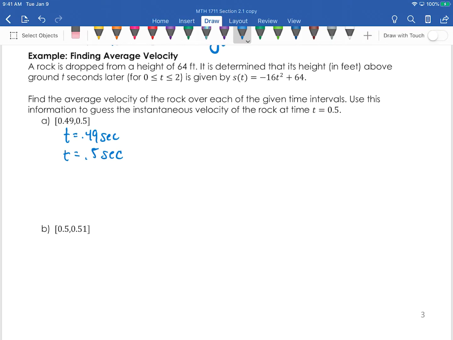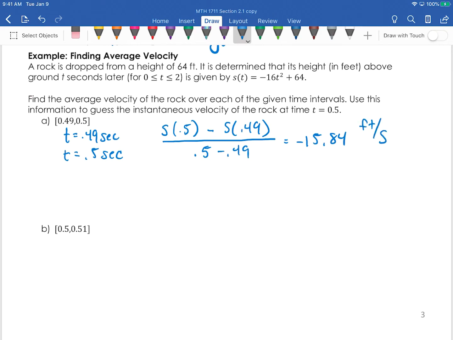We need to find the corresponding values so we can find the average rate of change over that time. So we're going to find the position at 0.5 and subtract the position at 0.49, and then divide by the difference in the time, so 0.5 minus 0.49. When we plug that all in, we're going to get negative 15.84, and because we're using feet and seconds, this will be feet per second. Now really the speed of the rock is 15.84 feet per second, but the negative just indicates the direction that the rock is moving.